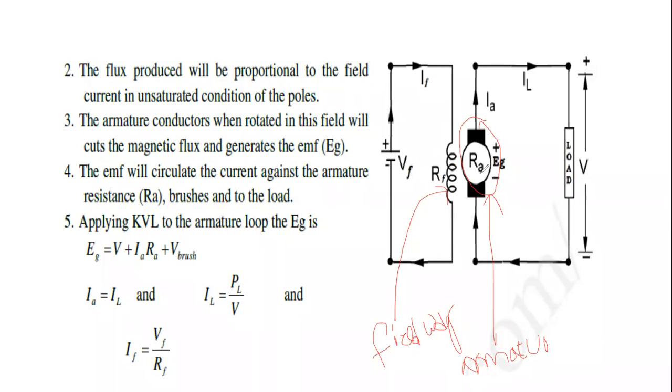This is the field winding and this is the armature. In that armature, EG is generated. EG means the generated EMF. That EMF is generated in the armature itself. How will the EMF be generated? According to Faraday's laws, whenever the armature conductor is cut by the flux lines, which are produced by the field winding.